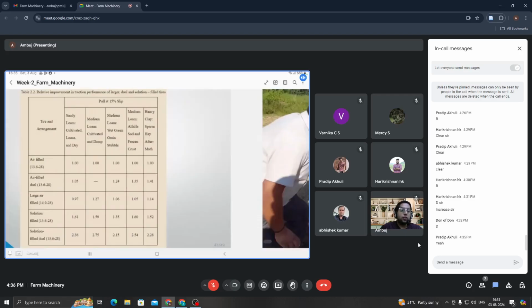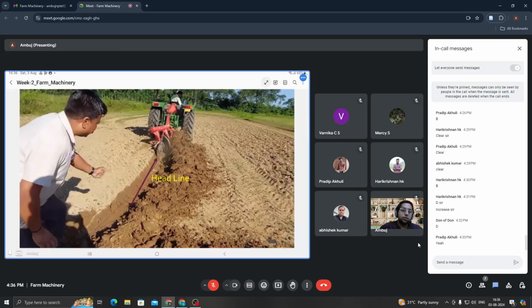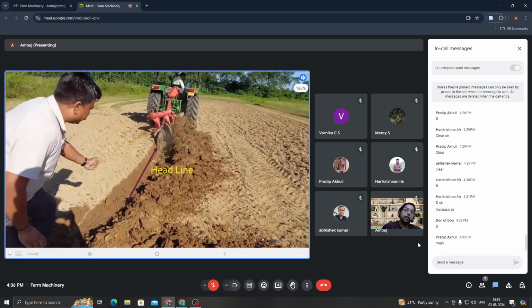Two particular doubts were there in my previous lecture. One was regarding: sir, show us what is dead furrow and what is back furrow. Another one was regarding line of pull and line of action. Now I'll take those doubts and tell you in great detail.